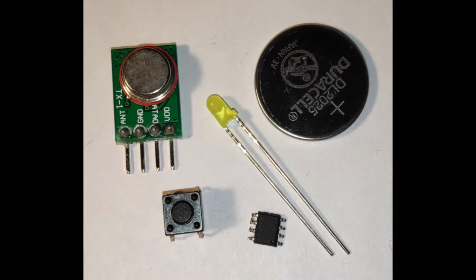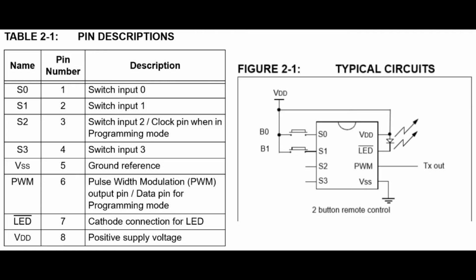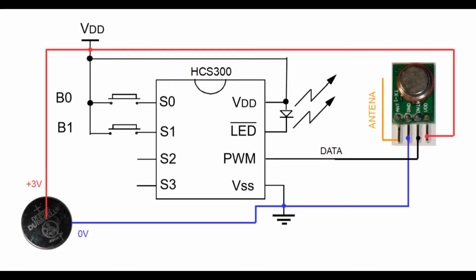From the serial numbers on the microchip, I found its datasheet. Basically, the only thing that I was interested in finding here was the pin description and the typical circuits. Here you can see that the connection circuit for this microchip is very simple. Here you have the two buttons, one for opening and one for locking the door, an indication LED, battery connections, and the pin that goes to the transmitter. This pin sends the code to the transmitter that transmits the code to unlock the car.